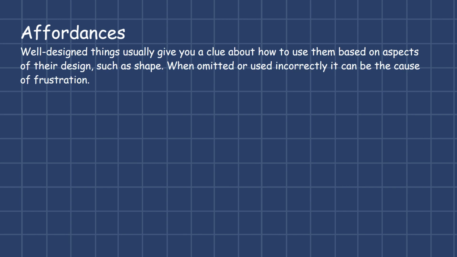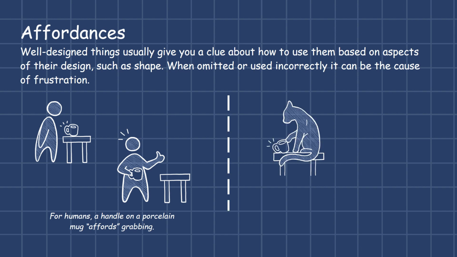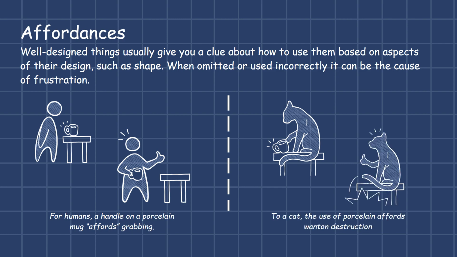Well-designed things usually give you a clue about how to use them based on aspects of their design, such as shape. As an example, for humans, a handle on a porcelain mug affords grabbing. Based on design, we know that we can pick up the mug. To a cat, the use of porcelain, like many other materials, affords wanton destruction.